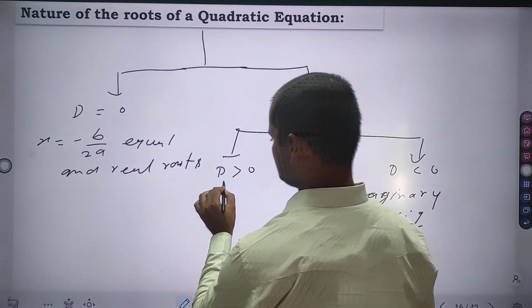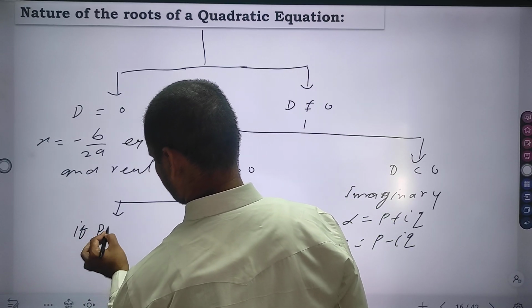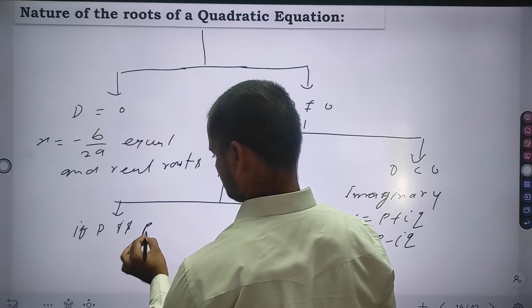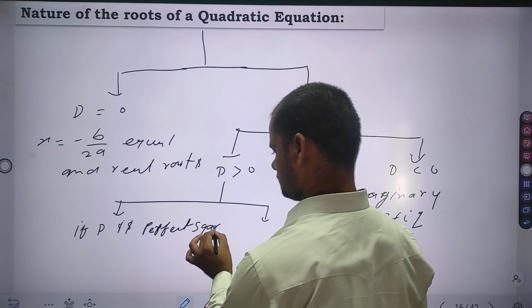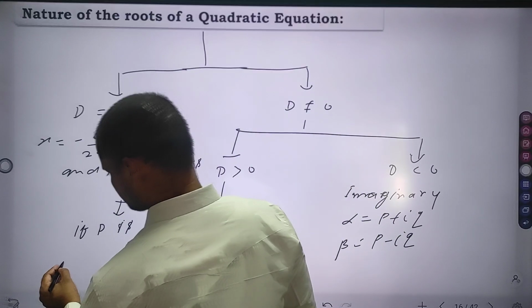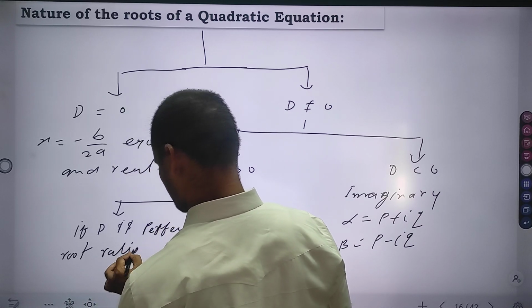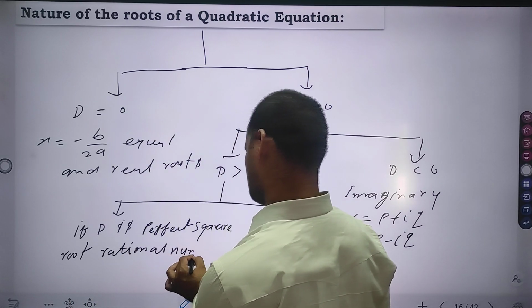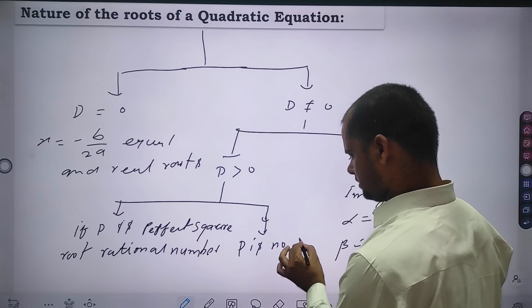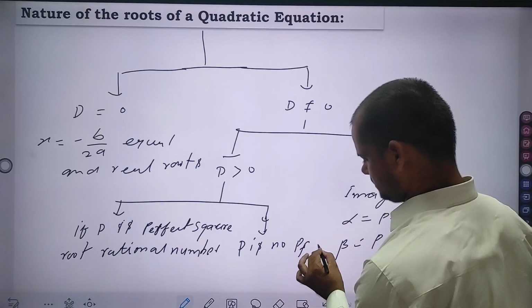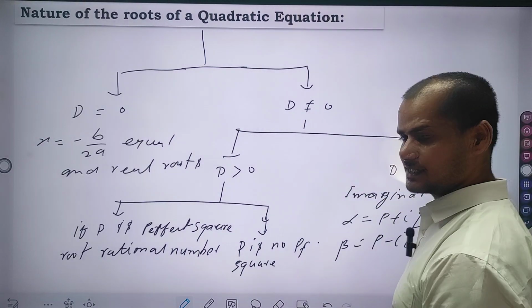Now, if d is greater than 0, then there are also two conditions. First, if d is a perfect square, then roots are rational numbers. If d is not a perfect square, then roots are irrational numbers.